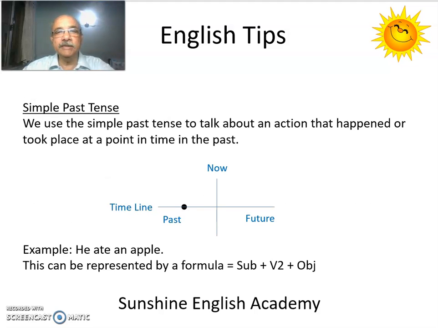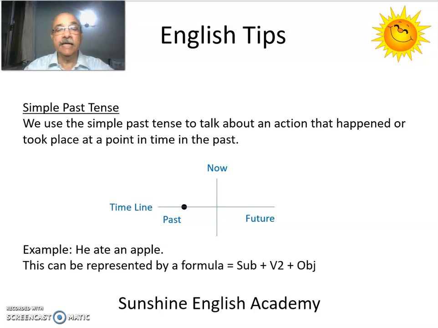We use the simple past tense to talk about an action that happened or took place at a point in time in the past. Look at the diagram below. There is a horizontal line. This represents time. And there's a vertical line which represents the present time. That is now, the present moment. To the left of the vertical line is the past. And to the right of the vertical line is the future.